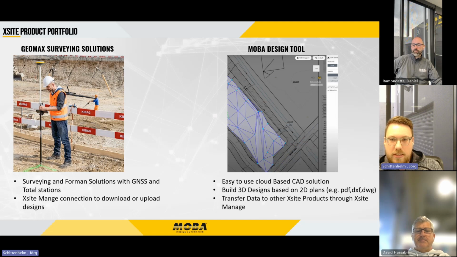Then last but not least, we also have a quite new product for most markets called Mobile Design Tool, an easy to use cloud-based CAD solution. The main intention is that you can create 3D designs based on 2D information. Very common still nowadays. You get a PDF plan of the job site, what you should build. But for machine control, of course, we need to have a surface model.